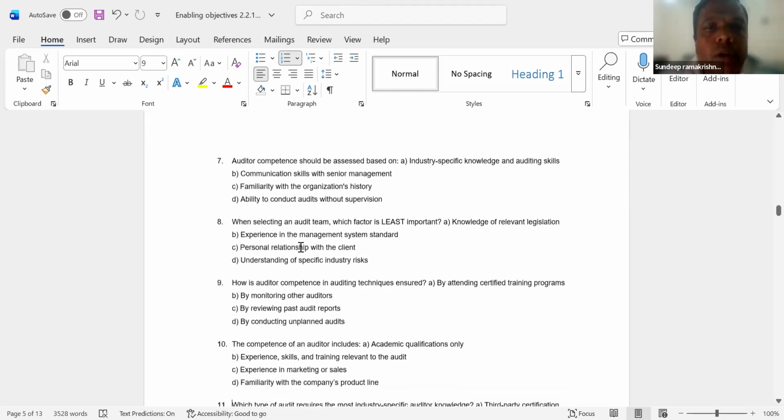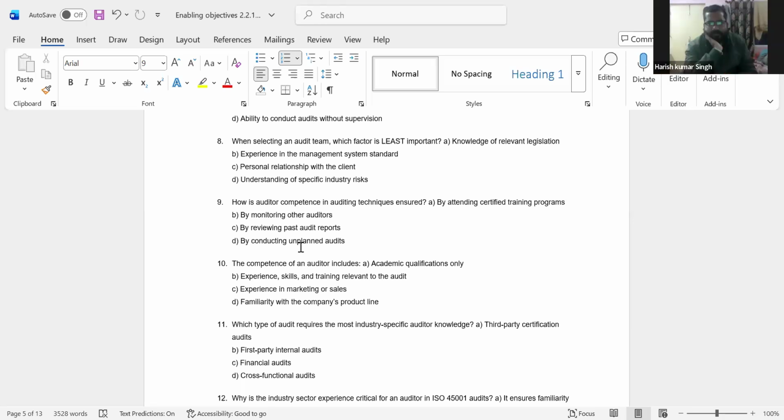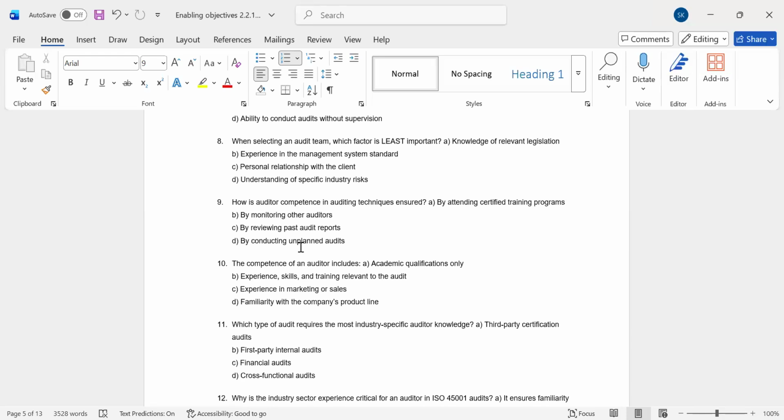Okay. Question 8. When selecting an audit team, which factor is least important? A, knowledge of relevant legislation. B, experience in the management system standard. C, personal relationship with the client. And D, understanding of specific industry risk. C, sir. Personal relationship with client. Yes. It is asking which is least important. So, yeah, C.